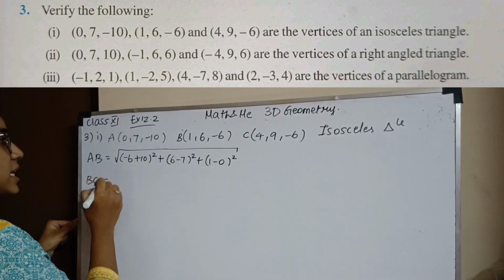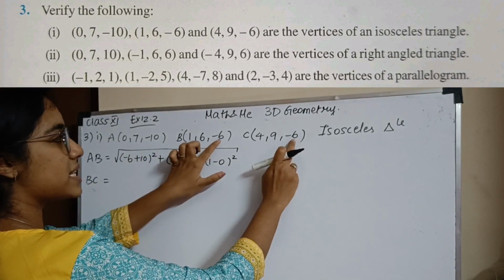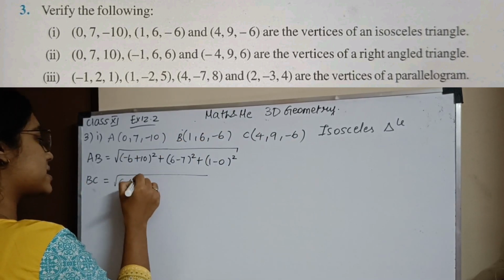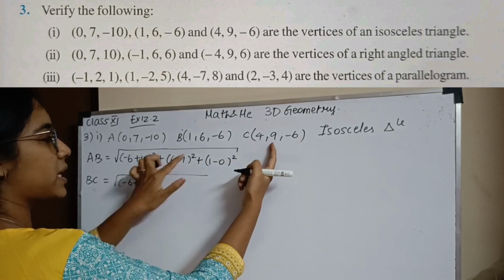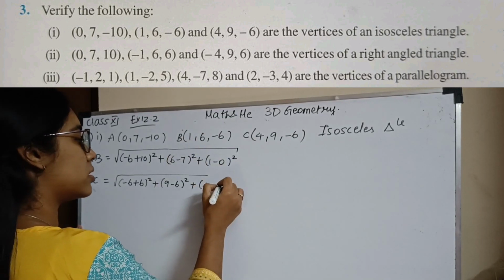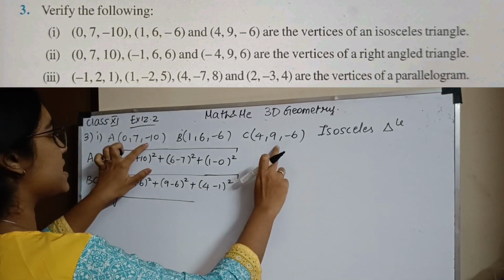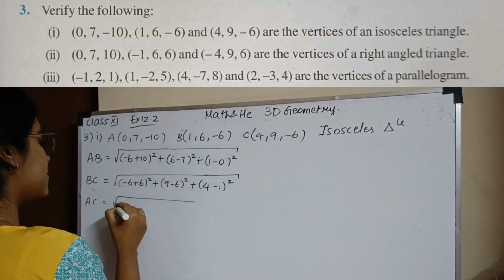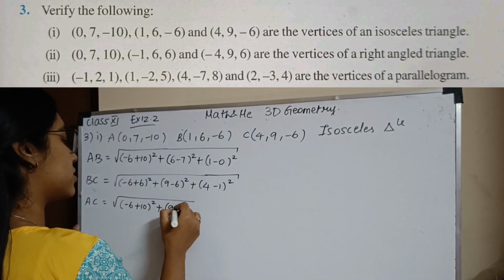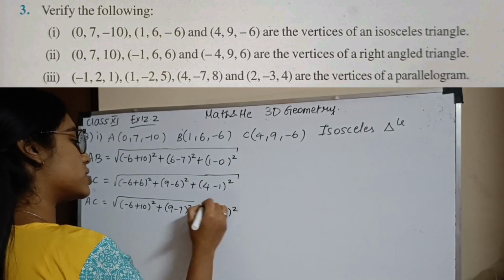Again, for BC, first I will write down the distances, then I will calculate. So BC, that is B and C. Minus 6 minus of minus 6, which will be minus 6 plus 6. So square root of minus 6 plus 6 the whole square plus 9 minus 6 the whole square plus 4 minus 1 the whole square. AC will be square root of, A and C, so minus 6 minus of minus 10 is minus 6 plus 10 the whole square plus 9 minus 7 the whole square plus 4 minus 0 the whole square under the square root.